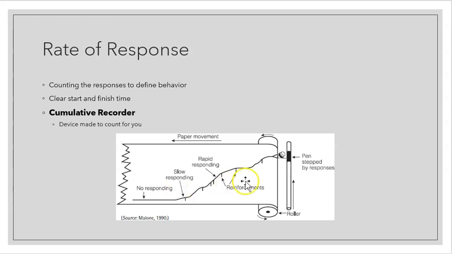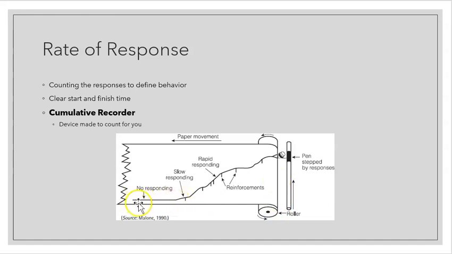It's really just a very long scroll of paper that slowly moves along. And then every time a behavior happens, the pen that's on the roller will make a little tick. So that's what these little ticks are. And every time it makes a tick, it'll then slowly move up one. Make a tick, move up one. Make a tick, move up one.